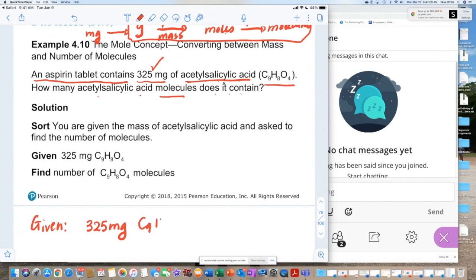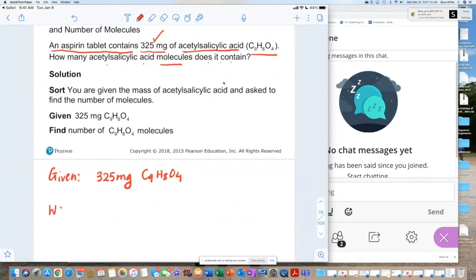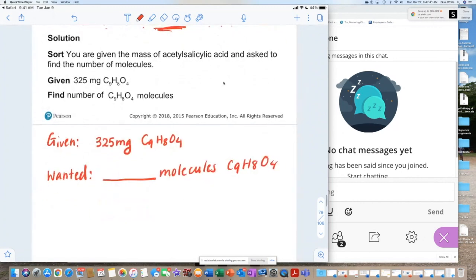C9H8O4. So I'm given this amount here. What they want, so right here, wanted, is they want some number. The units have to be molecules, right? They said so right here, of C9H8O4. So when I do my conversion, I do my math, everything, I should end up with the unit molecules of C9H8O4, right? Now how do we go from milligrams to molecules?